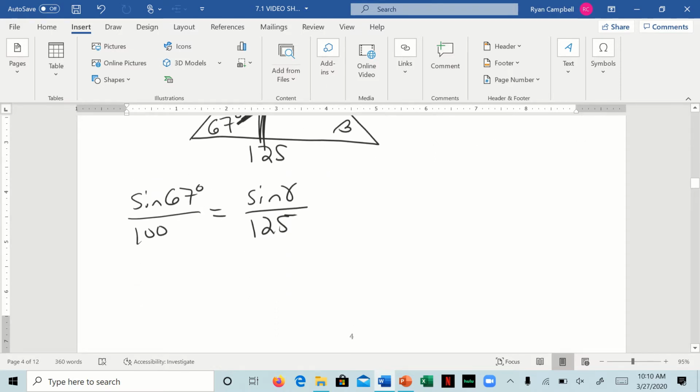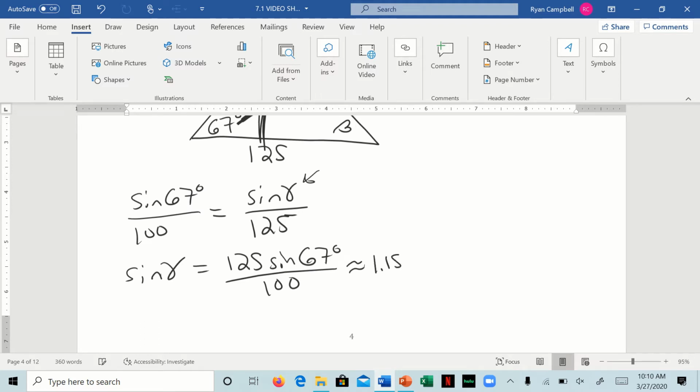All right. So cross multiply, or actually this time we just need to simplify this side, right? So we can just multiply both sides by 125. So sine of gamma is 125 times sine of 67 degrees divided by 100. All right. So if we notice, this is about 1.15, right? So we know mostly that this is positive.